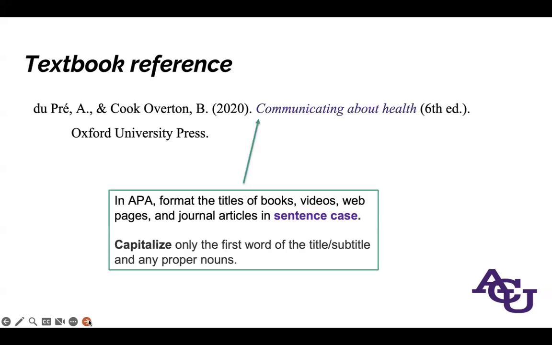Let's look at how the title of the book is formatted in APA. In APA, the titles of books, videos, web pages, journal articles, and some other source types are written in sentence case. Sentence case means that we capitalize only the first word of the title and subtitle and any proper nouns. So one way to think of this format is pretend the title is a sentence and you're writing a sentence. In this case, for communicating about health, we only need to capitalize the C because we'd only capitalize the first word in this sentence.